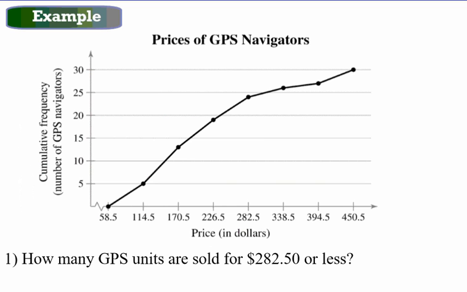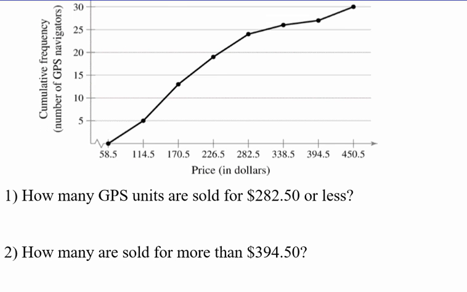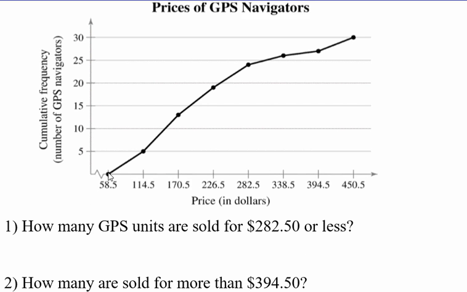Here's an example of a cumulative frequency graph. I'm going to use it to see how many GPS units are sold for $282.50 or less. Well, first off, let's look at this. So down here I start and I'm at 0. So there was 0 that sold for $58.50 because the lowest was $59. And I work my way up and I see the last one is here at nearly $450. It was $450, that was our highest, and that'd be 30, which means this point, just to make sure you understand how the graph works, what it means is that all 30 of the units sold for $450 or less, because it's a cumulative aspect.